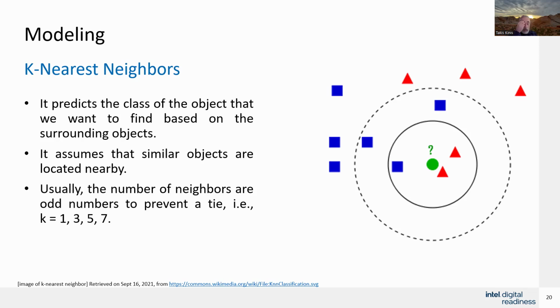All right, there's this other approach, and this is one that's very common in modeling called the K nearest neighbors approach. And what it does is it predicts the class of the object we want to find based on the surrounding objects, right? It assumes that similar objects are located nearby. And this is really weird, but it says usually the number of neighbors are odd numbers to prevent a tie. So in other words, usually you want to put an odd number of information on the screen, right?